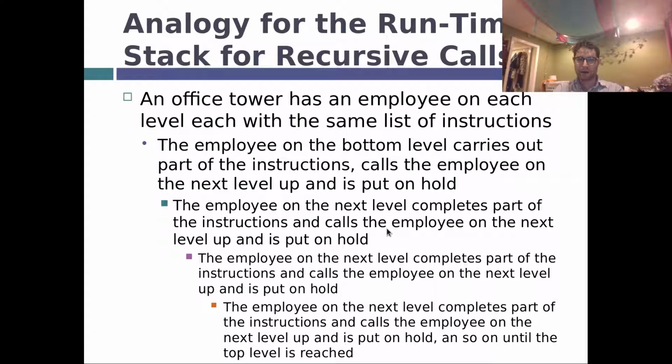The analogy for this is that suppose we have an office tower where we have an employee on each level that each has the same set of instructions. The employee on the bottom level carries out a small, simple part of the instructions, and he calls up the employee on the next level, who says, "Oh, yeah, give me a sec to work on that. I'm going to put you on hold." So that employee completes his small part of the task, and then he calls the employee on the next level, who goes, "Oh, sure, I can do that. Wait a second. Let me put you on hold." The employee on the next level does his part of the task, and he calls the next one, and so on until the top level is reached.